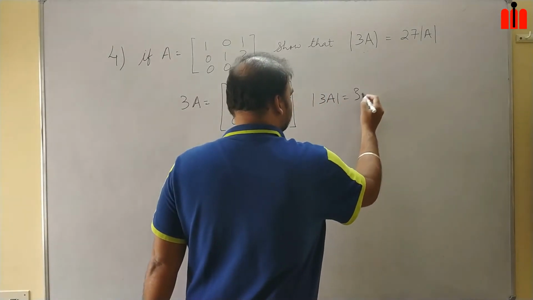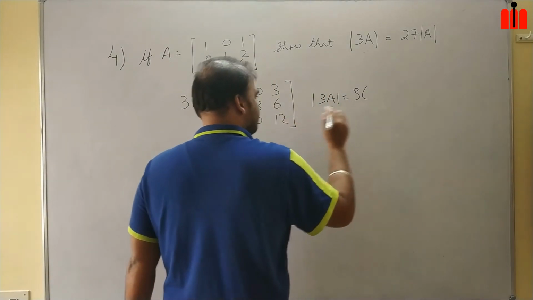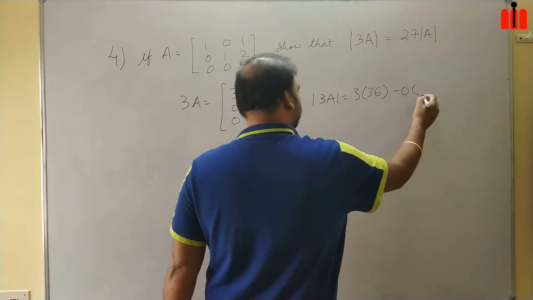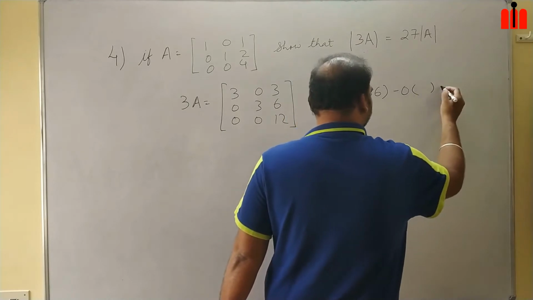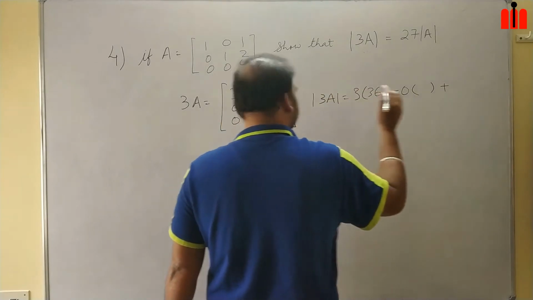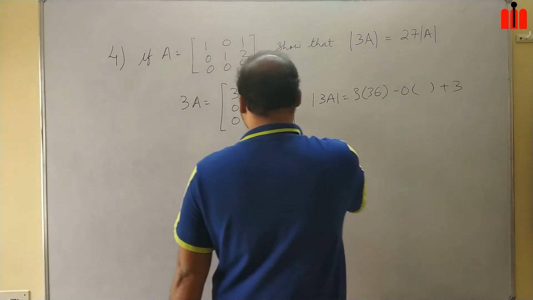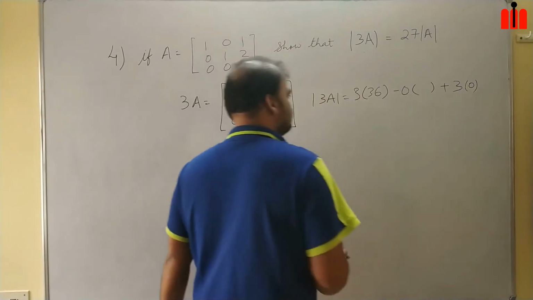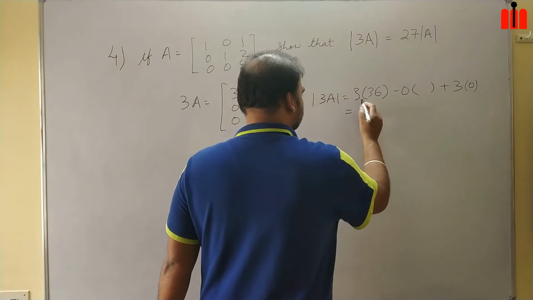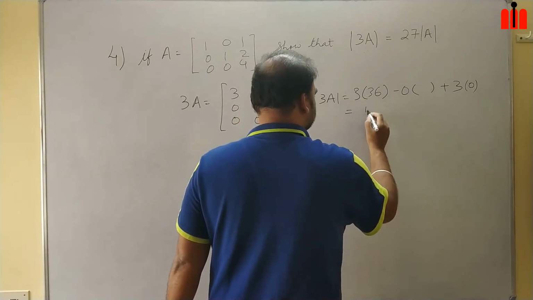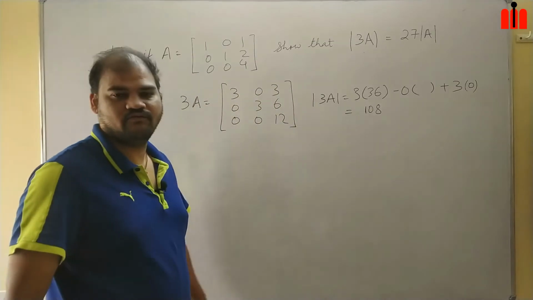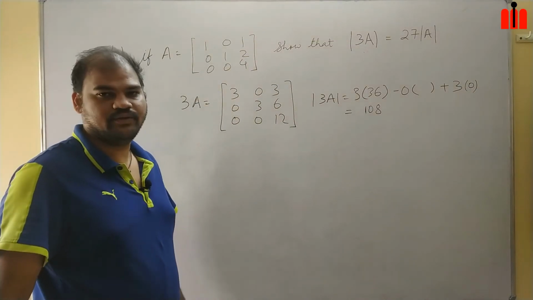So it will be 3 into 36 minus 0 into something, it will be 0, plus 3 into, here it will be 0. 3 into 0, it will be 0. So it is 3 into 36, which is 108. So determinant of 3A is 108.